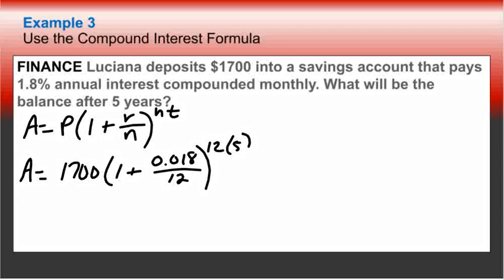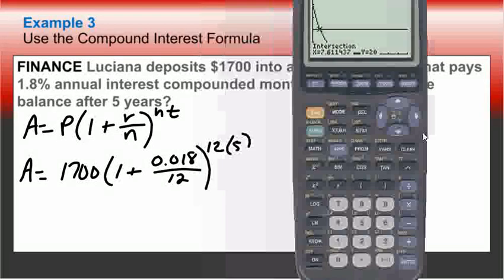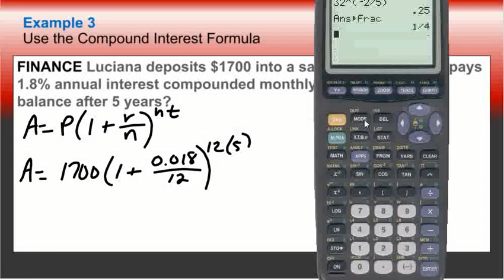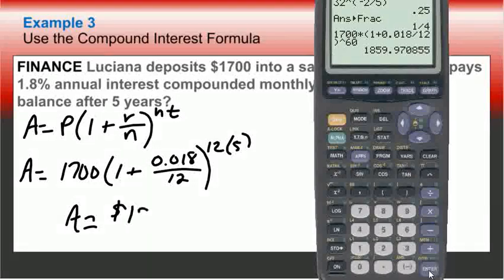So on our calculator, we'll type it in exactly the way we have it. We have 1,700 times parentheses 1 plus 0.018 divided by 12, end parentheses, raised to the 60th power, because 12 times 5 is 60, equals, and then we'll do it to the nearest cent. So the account balance would be roughly $1,859.97.